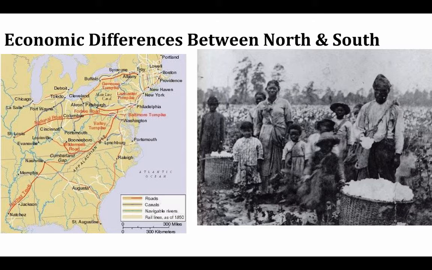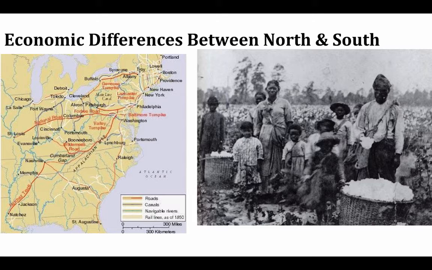The first thing we have to recognize is there are vast economic differences between the North and the South, and the West for that matter. In the North, you have a pretty diverse economy. Something we sometimes fall into the trap of is assuming the North is all industry and mechanization. While there is industrialization taking place in the North, it's also important to note that most Northerners are still farmers. We still see large-scale commercial farming in the North. So while in the South you have King Cotton, in the North you have King Corn.